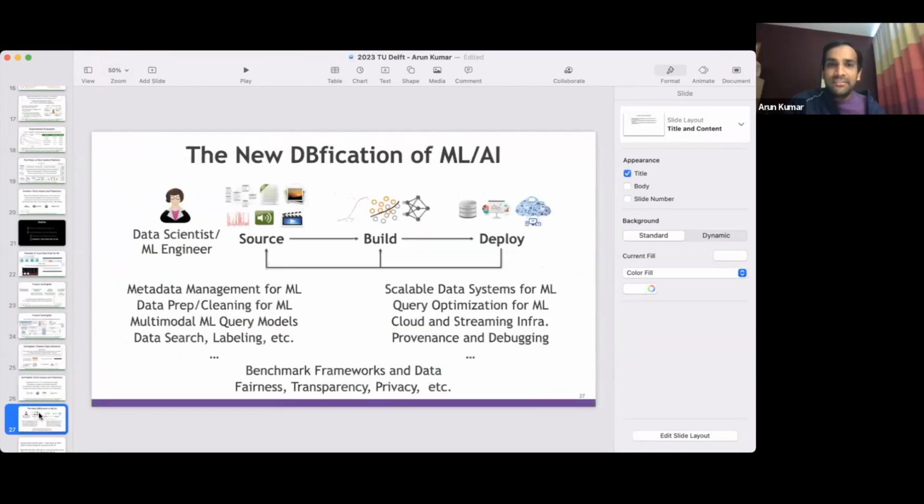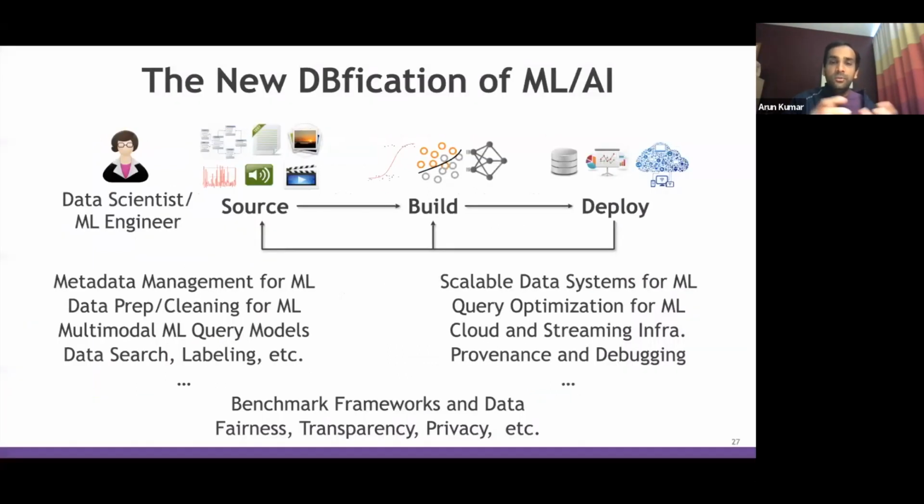So that's about it. I think we're at the top of the hour. Hopefully I've shown you that the new DBfication of ML AI presents exciting research challenges across the entire lifecycle. I showed you stuff from data prep for tabular data to systems for large-scale deep learning. And I didn't talk about probably 80% of the work we've done. So there is a lot more work that the entire community needs to step up and do.